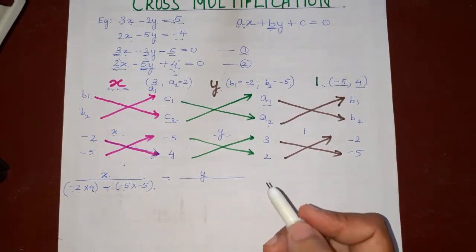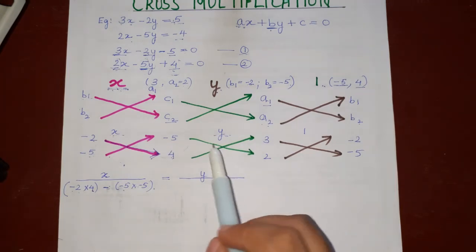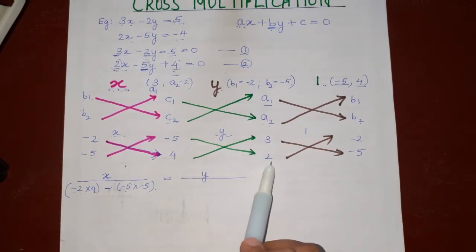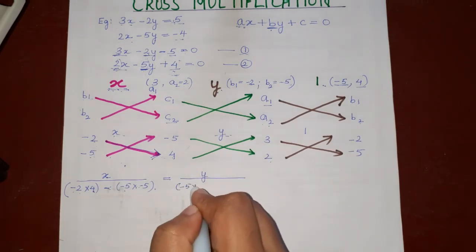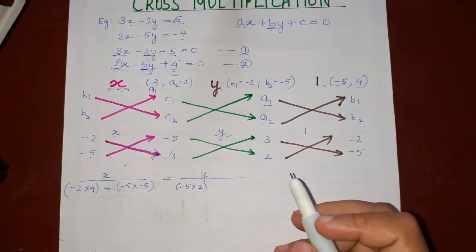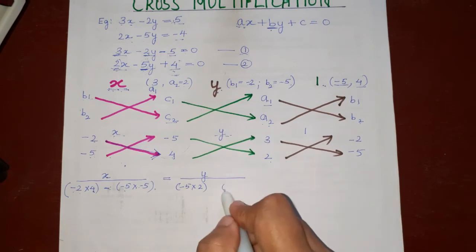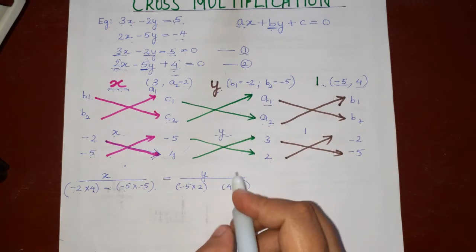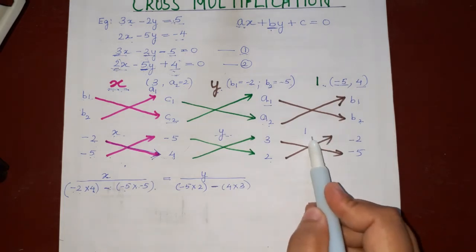Now look at the arrows shown by the y. The arrows shown by y are from this point, starting with -5 and ending with 2. So we need to multiply this -5 into 2. And the next arrow is going from 4 to 3. So we need to multiply 4 with 3. And as I told you all, between these two multiplications we always have to put subtraction. Now once we are done with x and y, what else is remaining? The constant part is remaining.